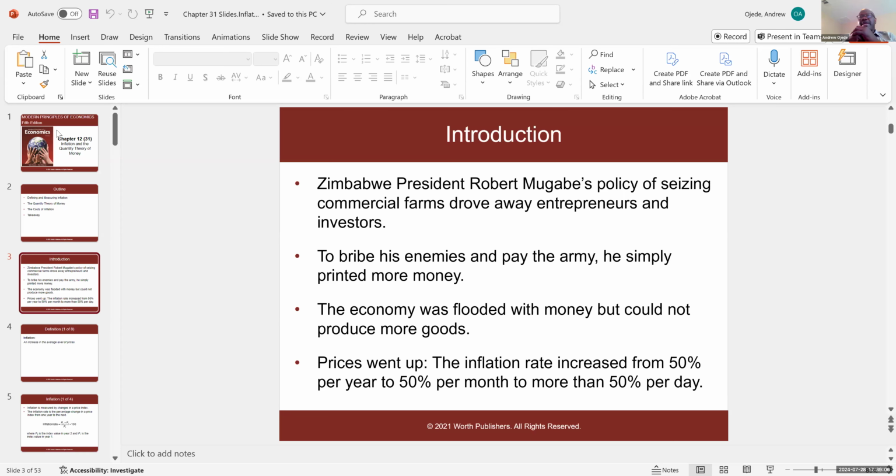But he still needed to pay the army and a lot of government employees, but the government had no money. So they resorted to printing money to pay their bills. The economy was flooded with money, but could not produce more goods and services. That was the beginning of inflation, because inflation, to a layperson, basically means too much money chasing too few goods. If you print too much money and dump it in the economy, the result is inflation. Prices are going to rise.